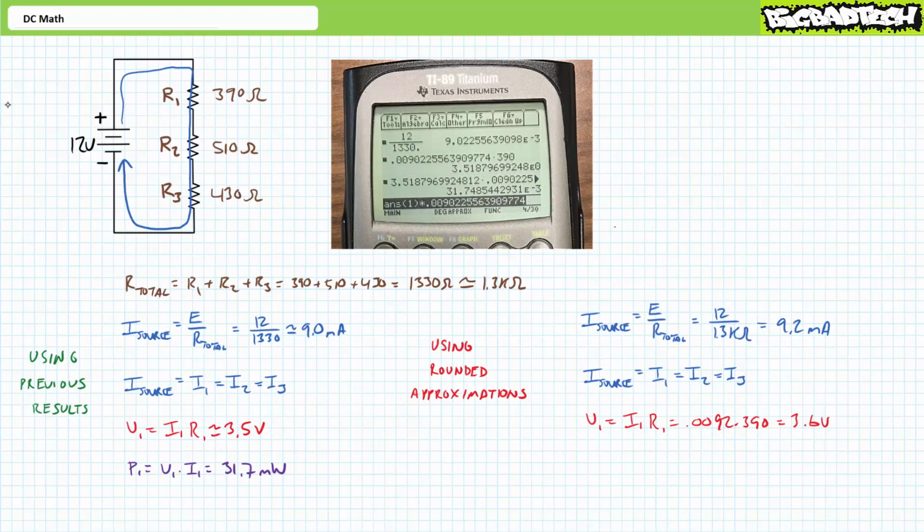Power in units of watts is equal to voltage across the individual element in units of volts times current through the individual element in units of amps. P1 equals V1 times I1. We're again presented with yet another fork in the trail.